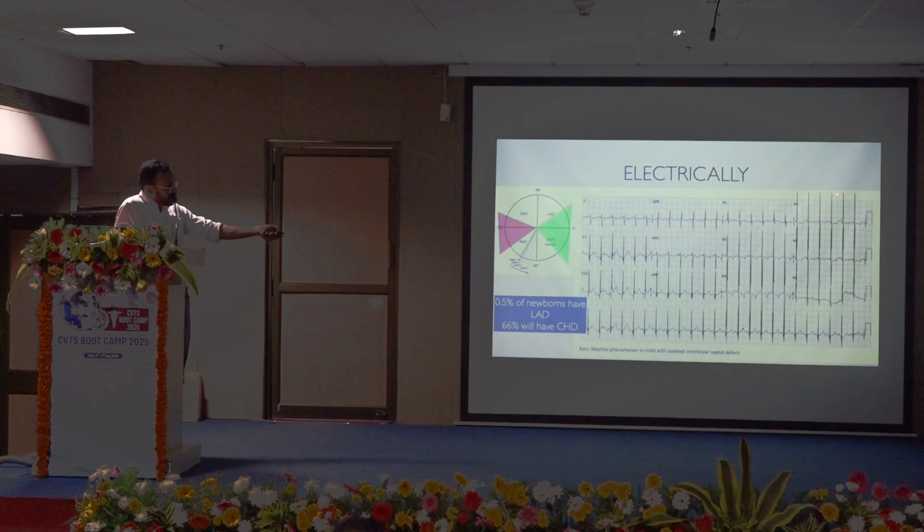As time goes, your left ventricular forces will reduce because your LV volume overload decreases, and then gradually it will again become right axis deviation. So if you see right axis deviation on the ECG in a large left to right shunt, you probably already have an Eisenmengerized lesion.